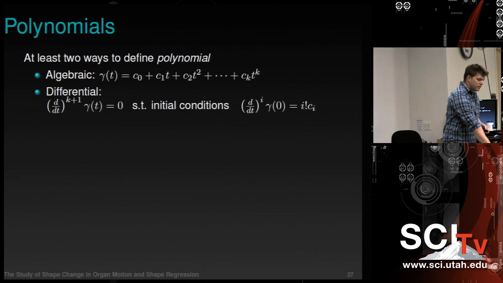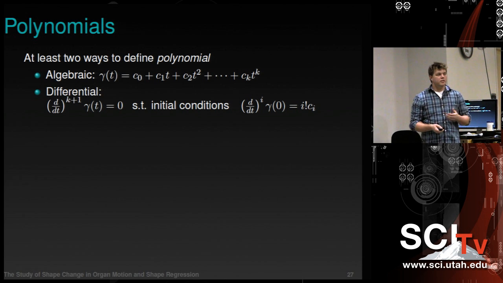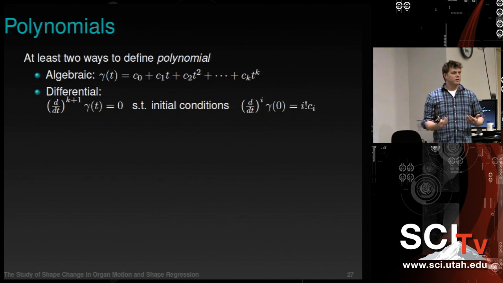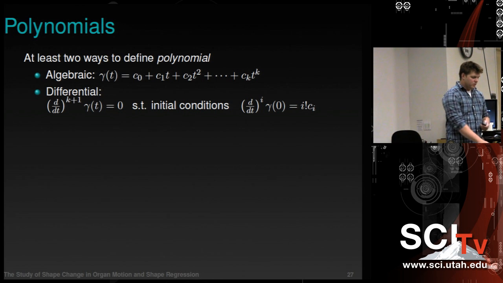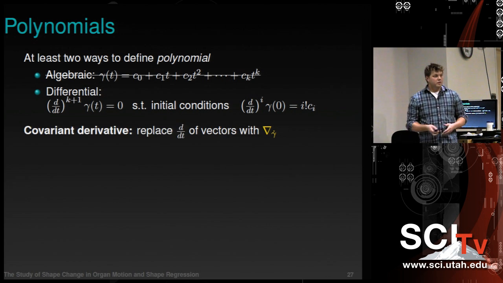So the algebraic definition doesn't really lend us in a nice way to extending to Riemannian manifolds. For instance, what does it mean to add 2 points on a sphere? There's no good way to add 2 points on a sphere and remain on the sphere. So instead, we'll rule that one out and generalize this differential form of a polynomial, because taking derivatives is more convenient in a Riemannian manifold.